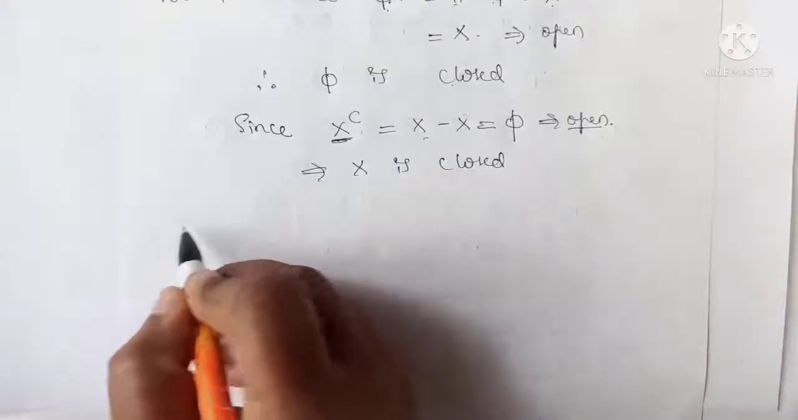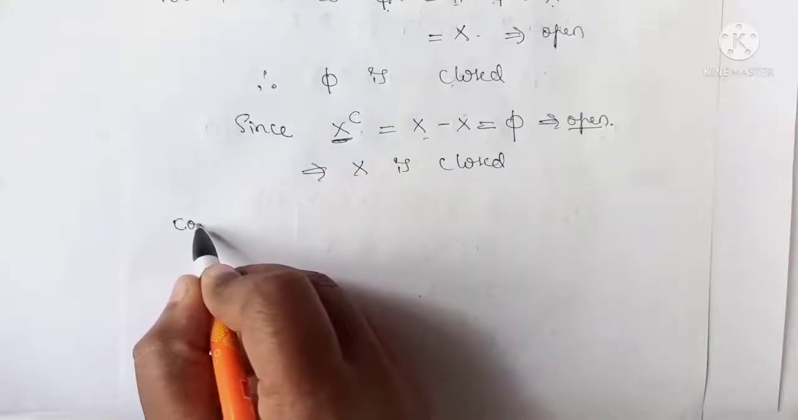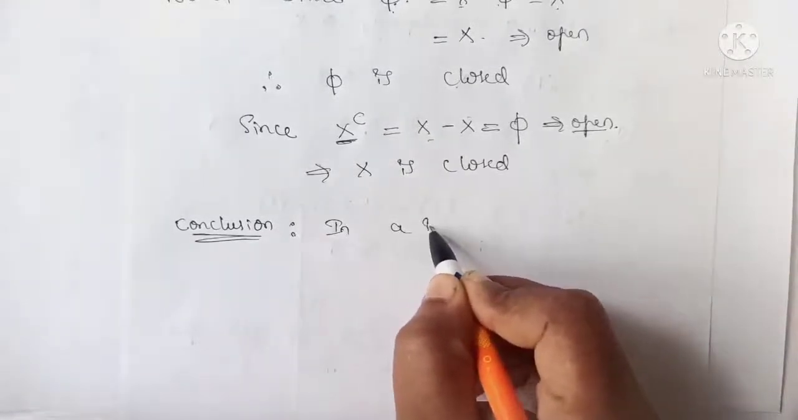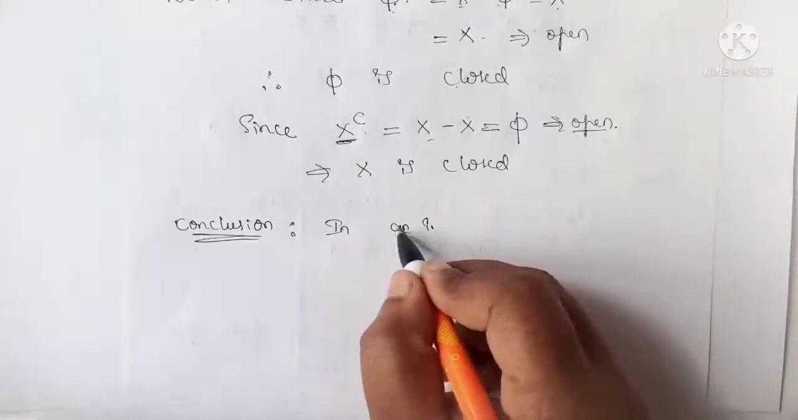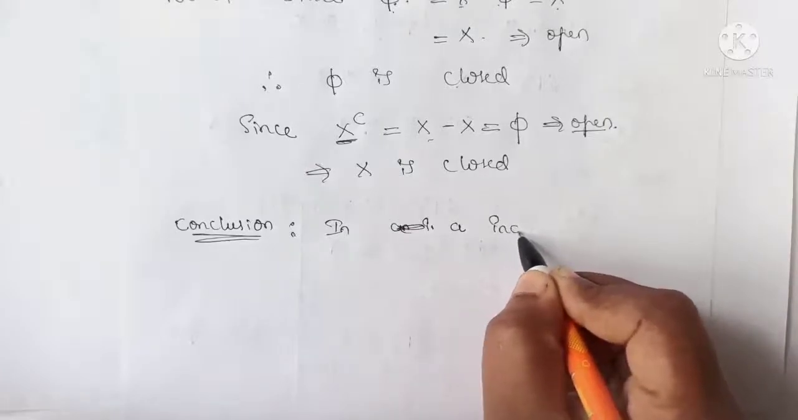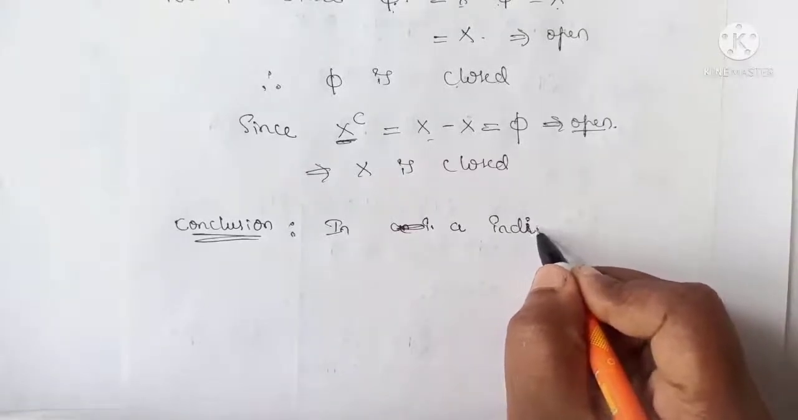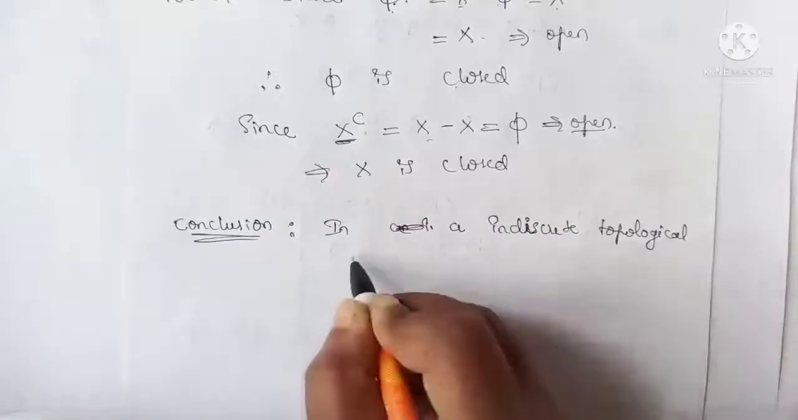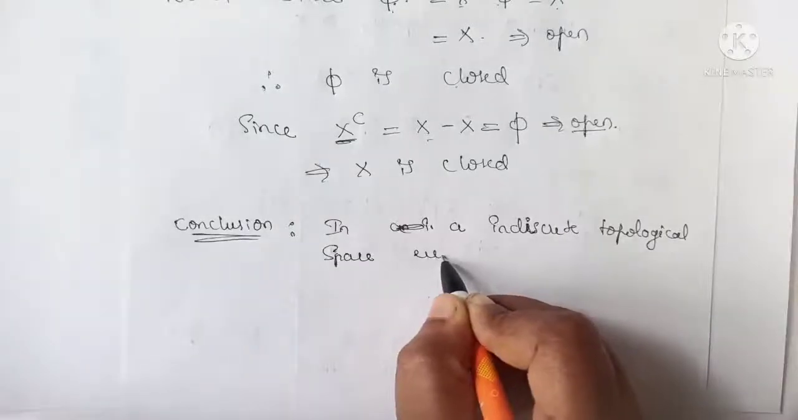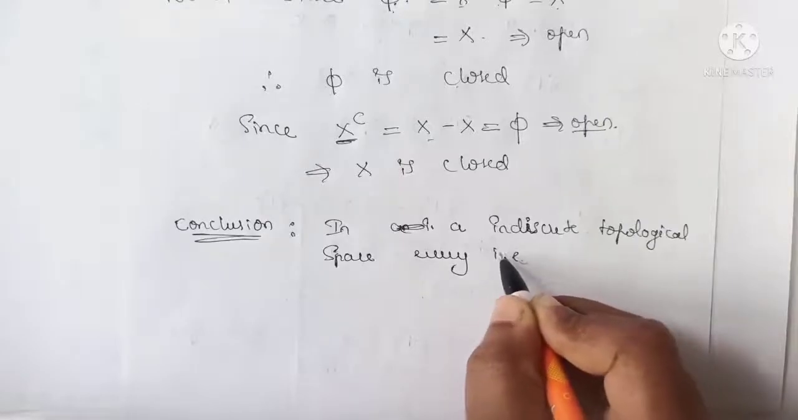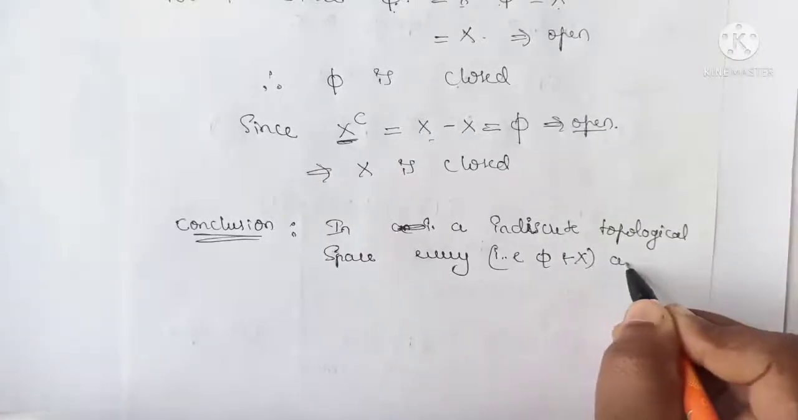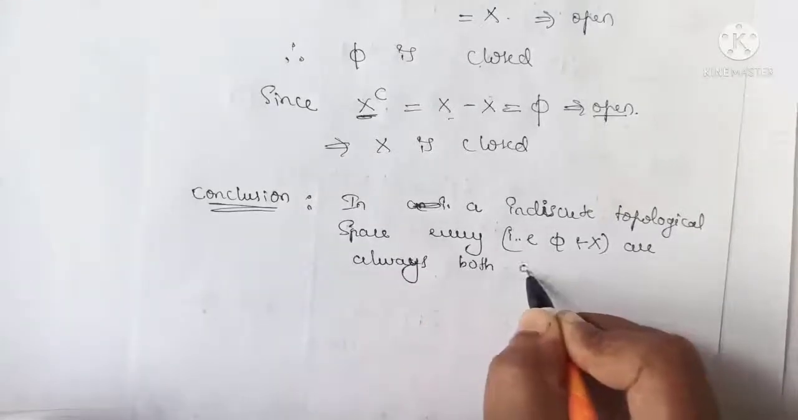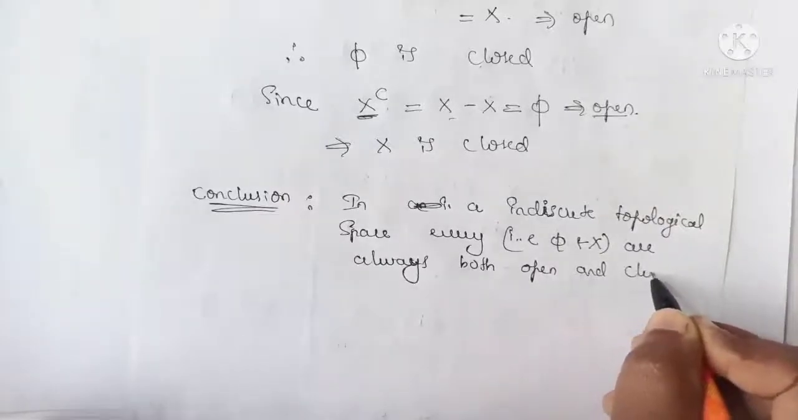So again we can write the conclusion here: in an indiscrete topological space, every set, that is phi and X, is always both open and closed.